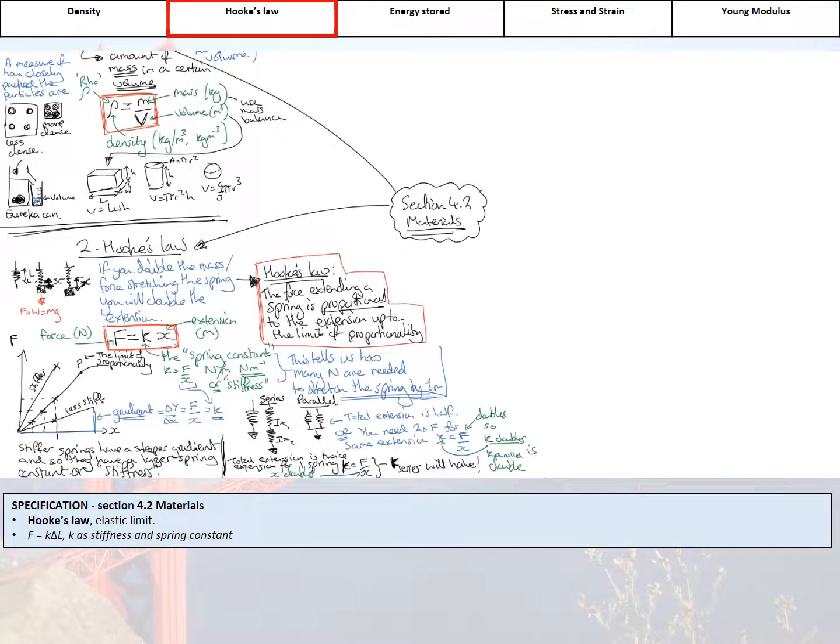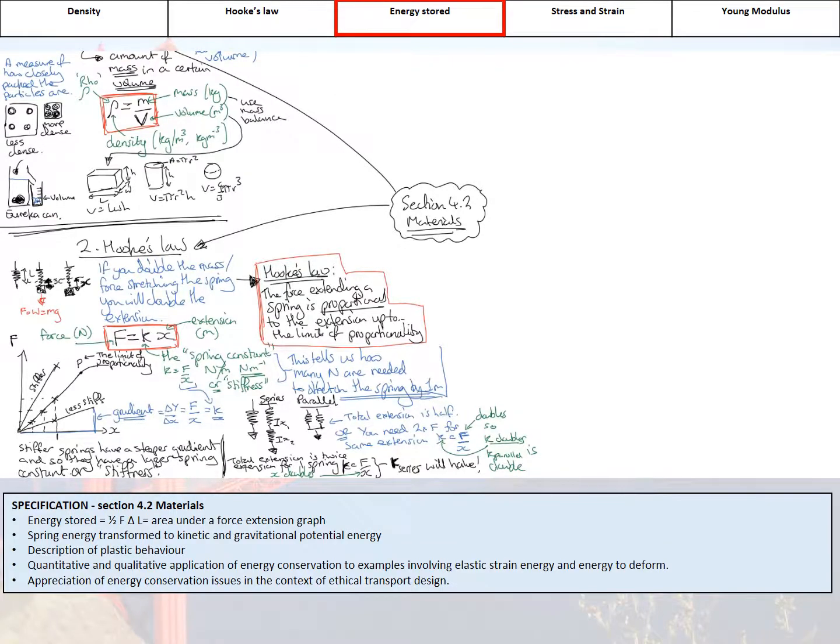So that's all there is on Hooke's law. Let's move on and have a look at energy stored. Okay, so on to part 3, which is on energy stored when you stretch a spring. To work this out, we need to use the equation for work done. So work done is force times distance. Remember that if you do work in stretching something, that energy is stored in the spring. So work done is force times distance, the same as energy stored.